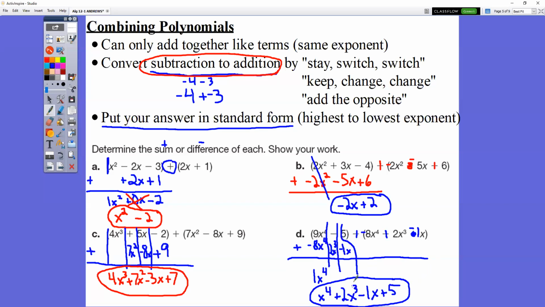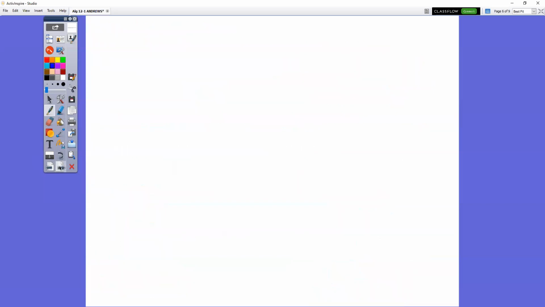We have our x to the fourth first, then our x cubed, then x to the first power, then x to the 0 power. So let's take a look at another one of these. I want you to try this one on your own, please. Write it down.